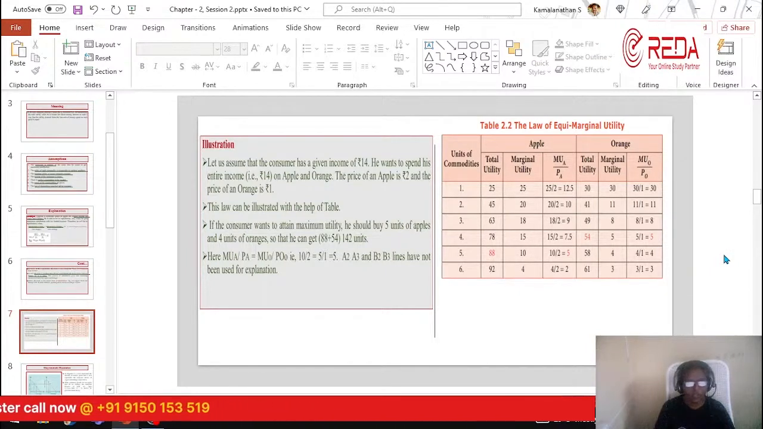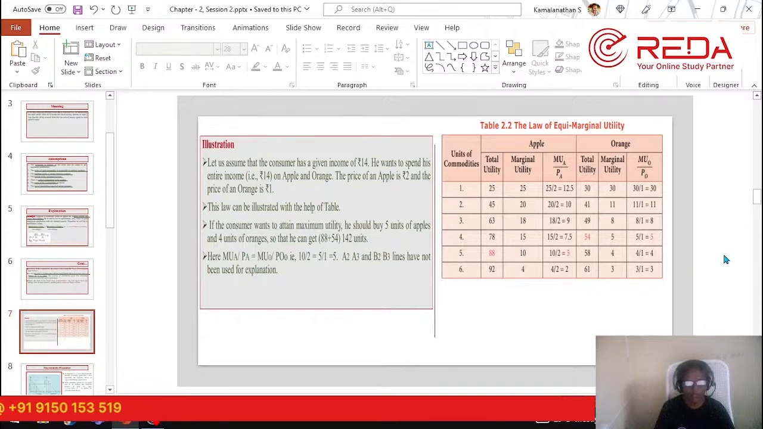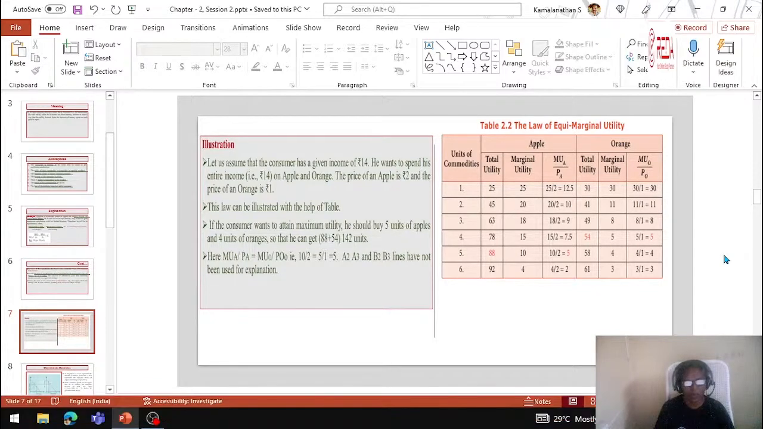Then you come to the sixth commodity. Okay, if he purchases 6 commodities of orange, his total utility will be 61, marginal utility will be 3, and the marginal utility of orange when the price is 1 is 3 by 1 equal to 3.